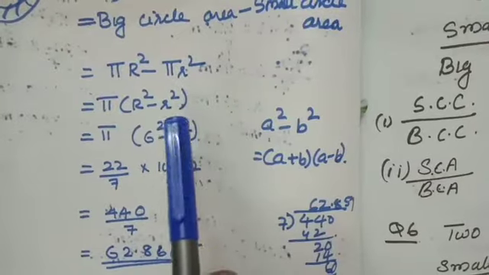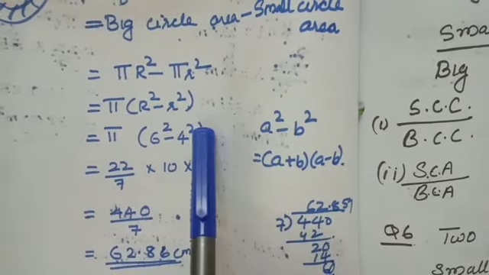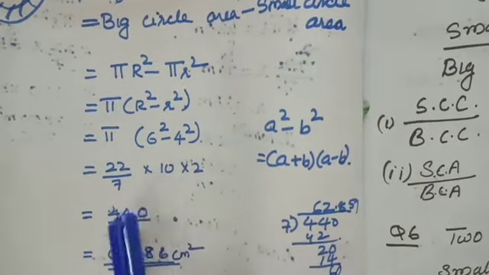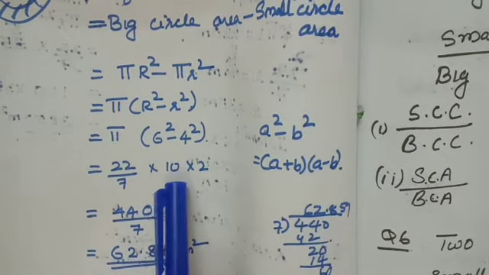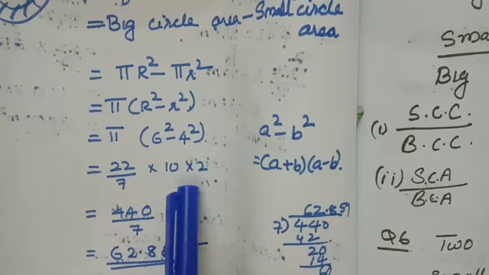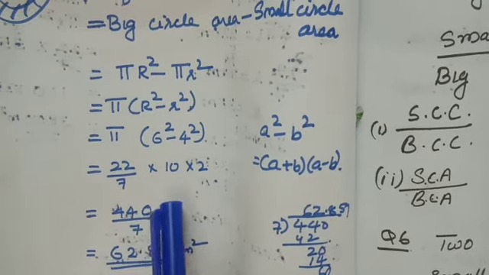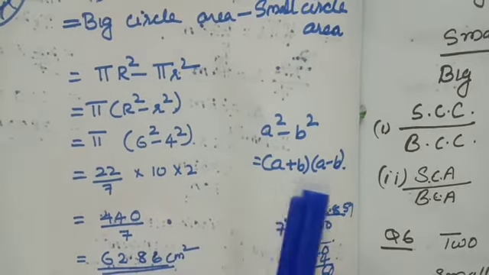6 square you can take. 6 square is 36. 4 square is 16. 36 minus 16, you can do it like that also. You can find it that way. 36 minus 16, what will you get? 20.